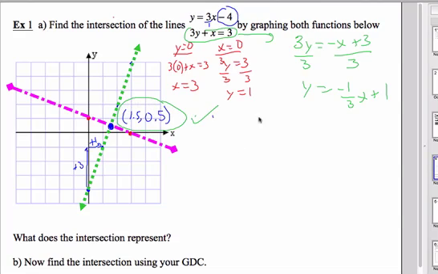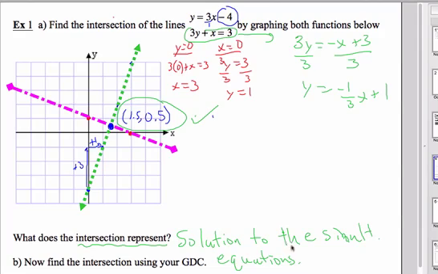What does this intersection represent? Besides the point at which the lines meet, it also represents the solution to the simultaneous equations. So if you were to solve these two equations algebraically, you'd get x equals 1.5 and y equals 0.5.